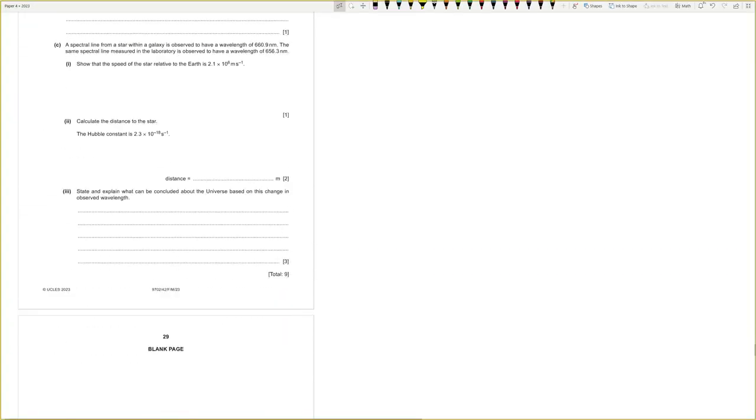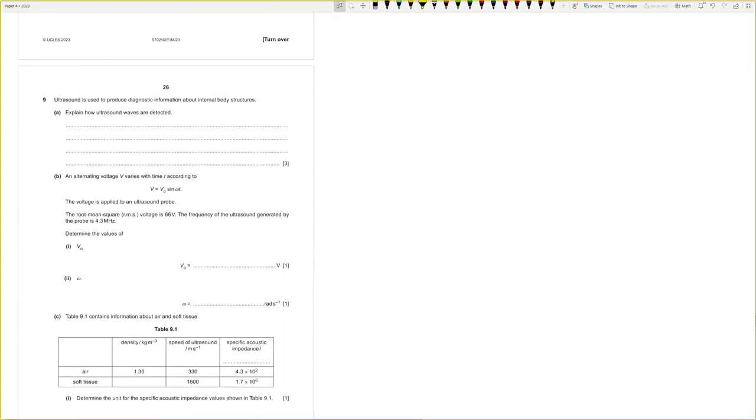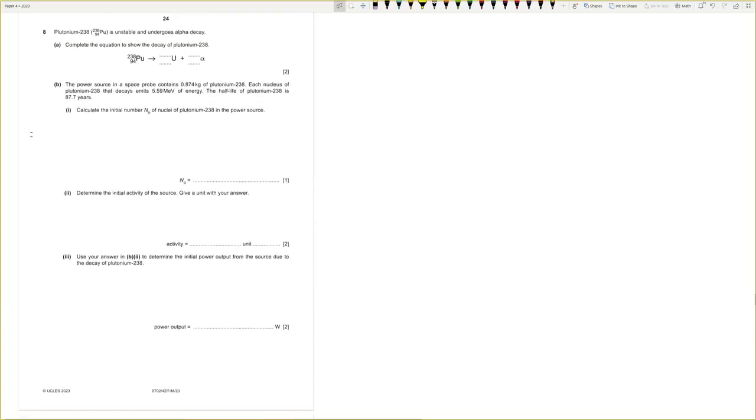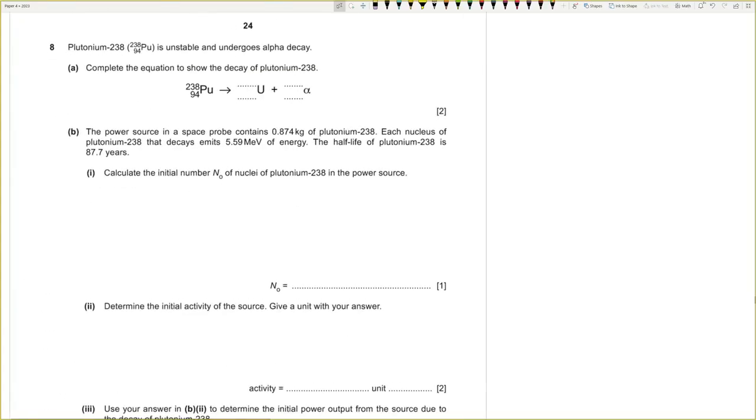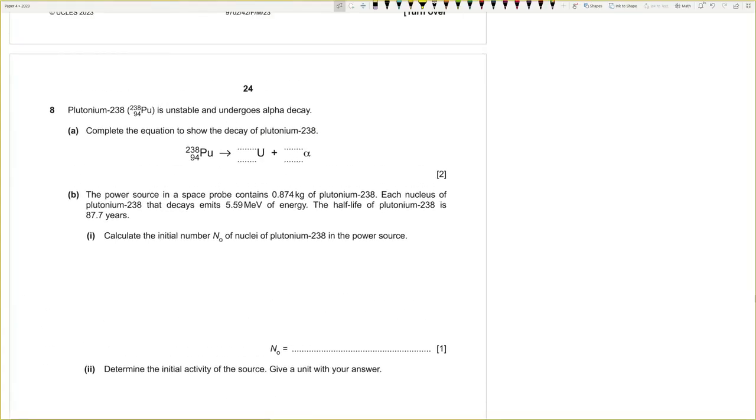Let's finish this variant. I'm going to wrap it up within 20 minutes, hopefully. So plutonium is unstable and undergoes alpha decay. You know that an alpha particle is basically a helium nucleus. So this is going to be 4, 2. So this is going to be 4 less, 234. This is going to be 2 less, 92.